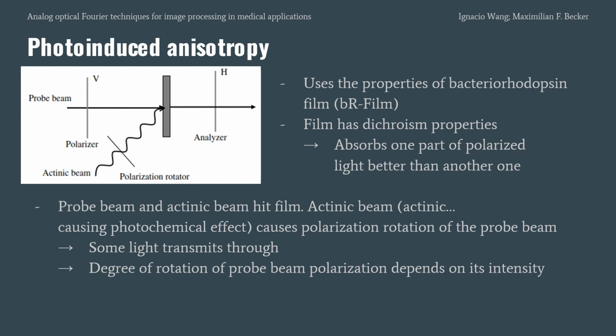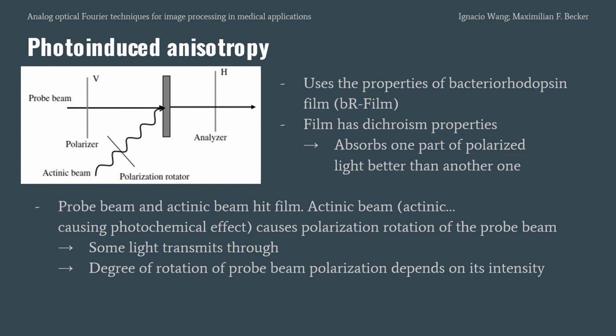For this, especially in medical applications, we use bacterial rhodopsin film, BR film for short. This film has some dichroic properties. That means that it absorbs one part of polarized light better than another. As you can see in the picture, that's the basic arrangement of how this works. So we have the polarizer for the incoming probe beam that polarizes the incoming beam.